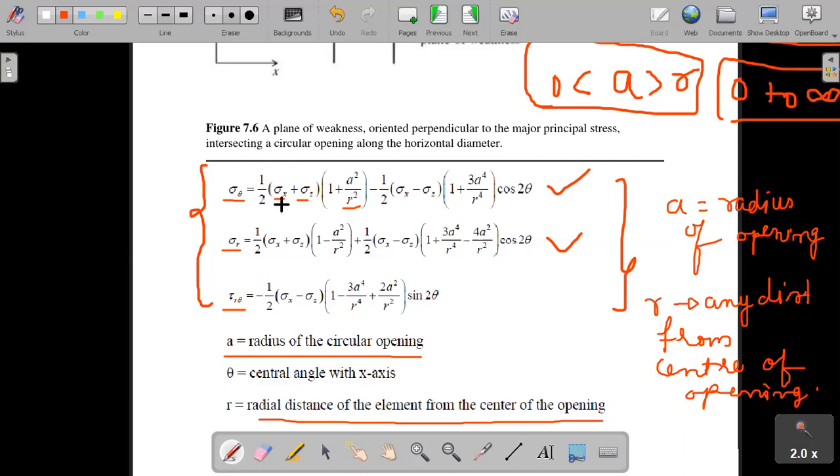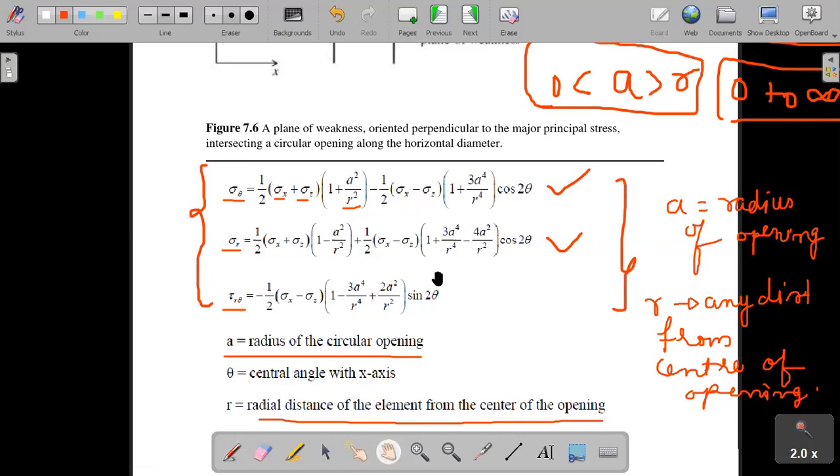Sigma theta equal to half of sigma x plus sigma z, or sigma y, you can say, into 1 plus a square by r square, minus 1 by 2 sigma x minus sigma z, 1 plus 3a to the 4 by r to the 4, cos 2 theta.